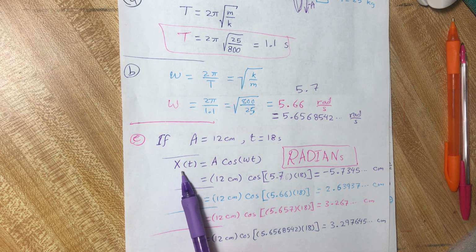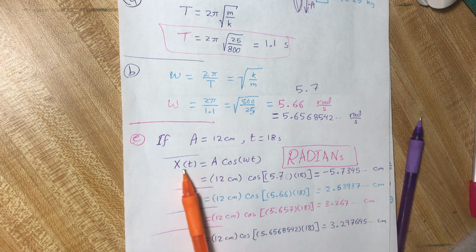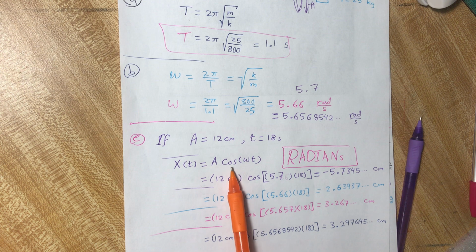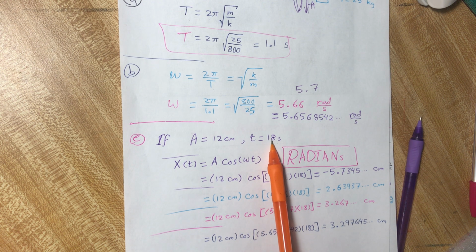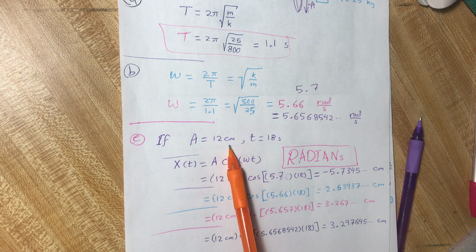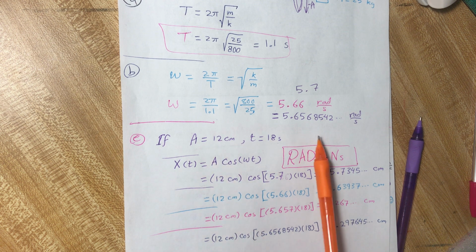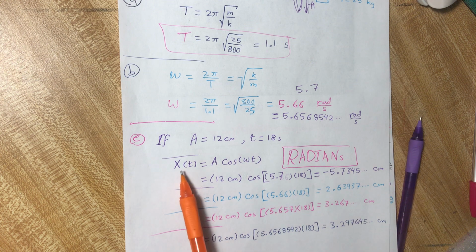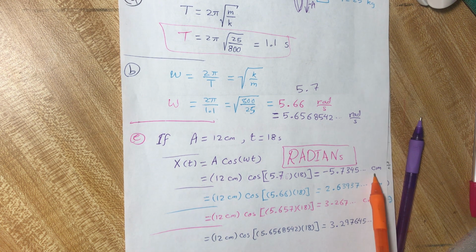So the formula is x of t is equal to the amplitude A multiplied by cosine omega t. We know t, which is 18. We know the amplitude, it is 12 centimeters. We don't need to change it to meters. If you need to do that, it is okay, but there is no need, because when we find the final answer, we can put it in centimeters.